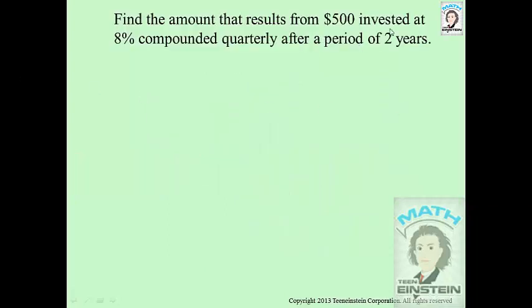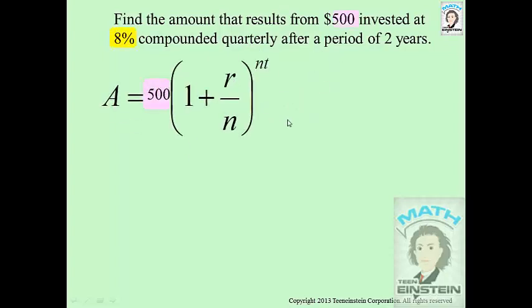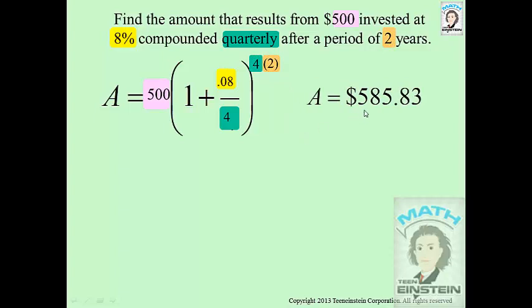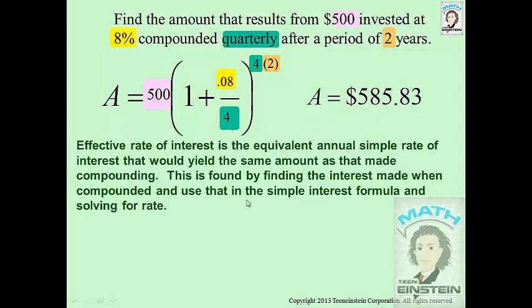For example, $500 invested at 8% compounded quarterly, n equal to 4, after a period of 2 years. Just substitute all the values here. r equals 8 over 100, n equals 4, and T equals 2. Use a calculator, simplify, you get $585.83. So the interest earned is $85.83.